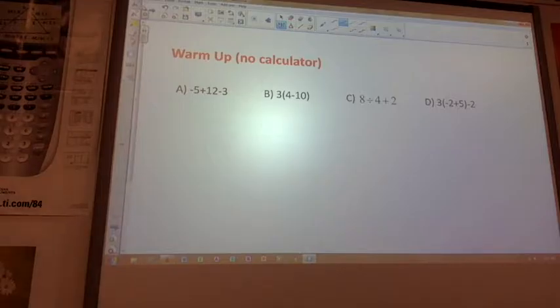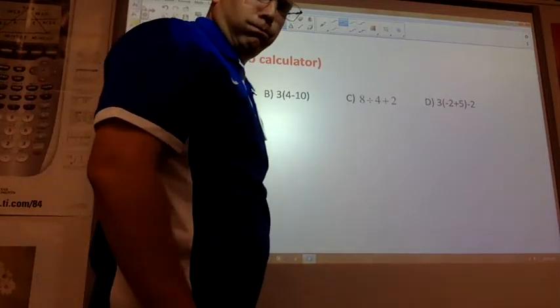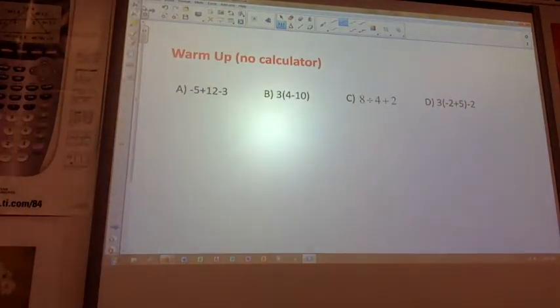Sweet! Everyone get a solving linear equations number 4 note page. So this probably should go into your notebook prior to the page. So let's warm up. No calculator. Okay, there it is.